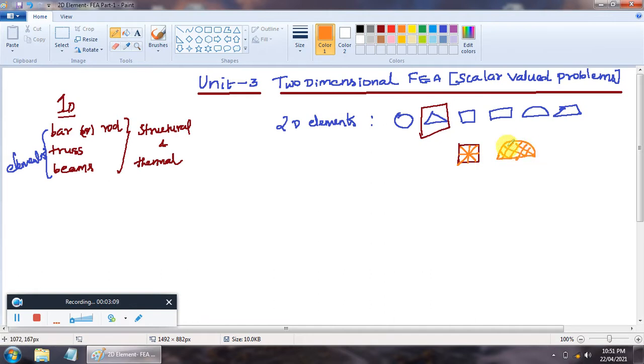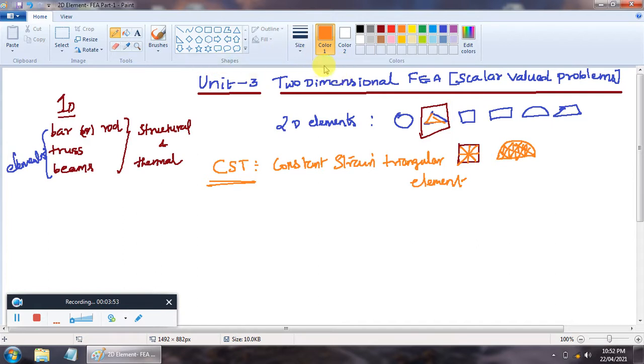Like this, all these elements can be further divided, and finally the least geometry, which has only three sides, is a complete element because it is closed. So this itself is enough. That is why we are going for the CST element, that is, constant strain triangular element. This CST element is the one we are going to see in this third unit.